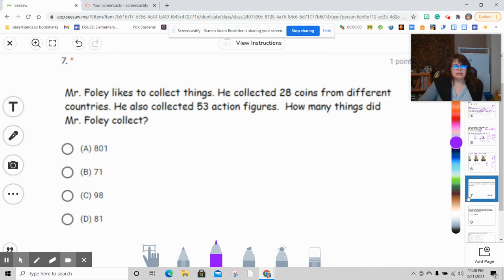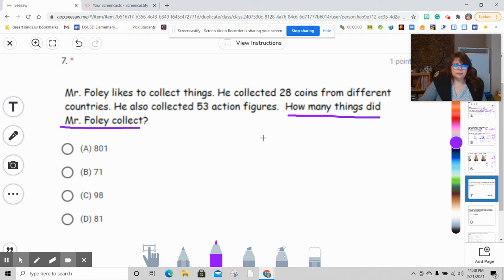Okay, question number 7. Mr. Foley likes to collect things. He collected 28 coins from different countries. He also collected 53 action figures. How many things did Mr. Foley collect? So this is the question they're asking me to solve. How many things did Mr. Foley collect?